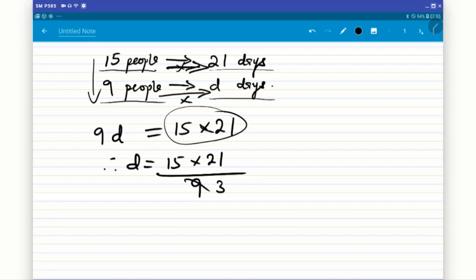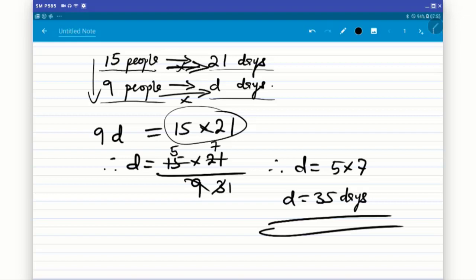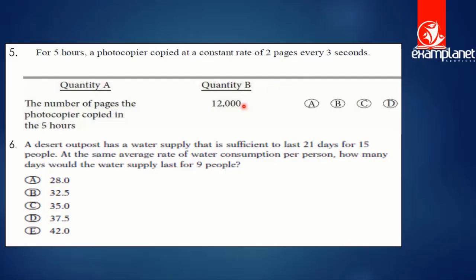So 3 here, you have 3. And 3 in 15, you have 5. I can see 3 here again, 1. And in 21, I have 7. And that means my D will be 5 times 7. And therefore, I have 35 days. It means 9 people will finish the water in 35 days. Okay, so that is how we can get that solution done. And what option will our answer be? So that's definitely option C. Option C will be our correct answer, 35 days.